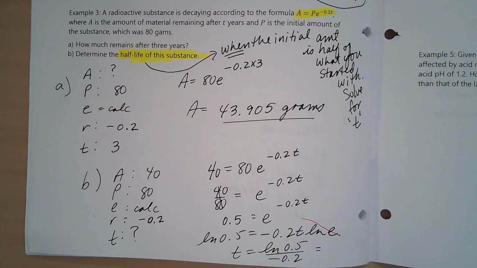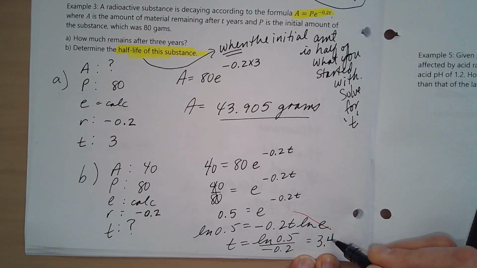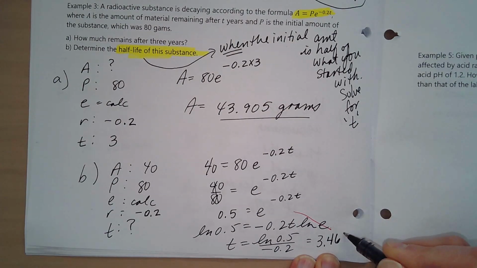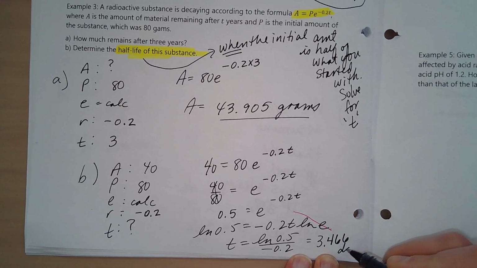Ln 0.5 divided by negative 0.2. Try to do it fast. Okay, so 3.466, I think, days, or no, years. Years.